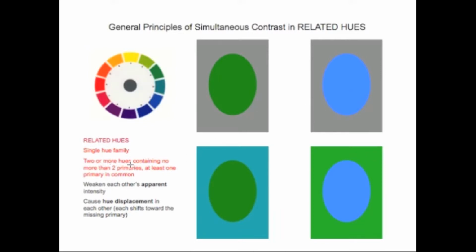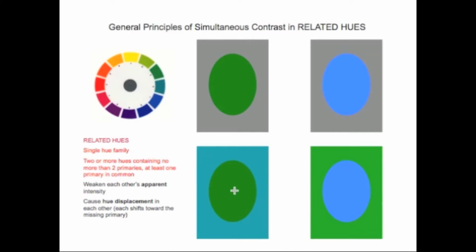Or where you have two or more hues, such as the green and the blue-green, containing no more than two primaries. So the green has yellow and blue, the blue-green has yellow and blue, but they have yellow and blue in different proportions, thus making them different hues. In this case, both the green and the blue-green have both primaries in common. They both have yellow and blue.